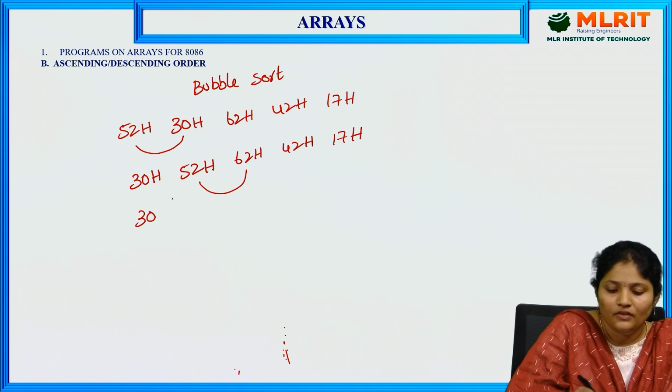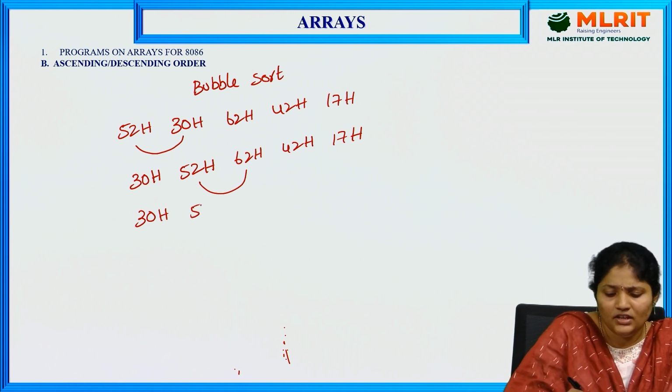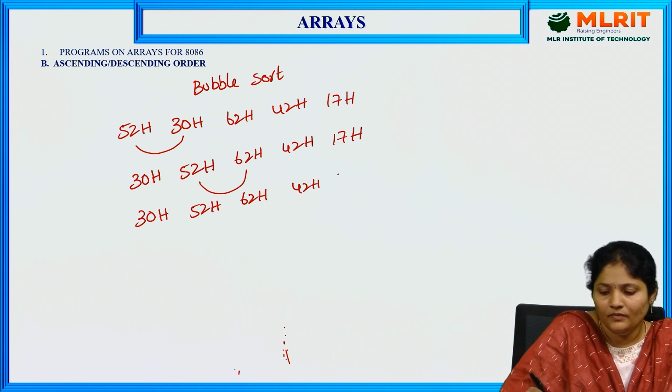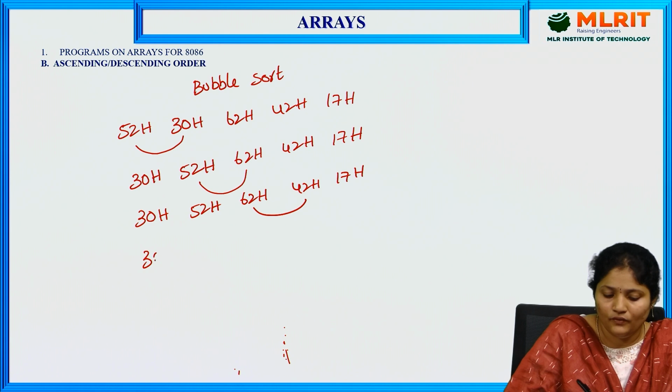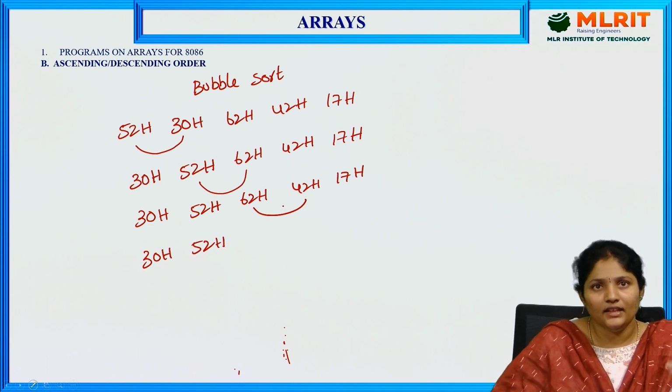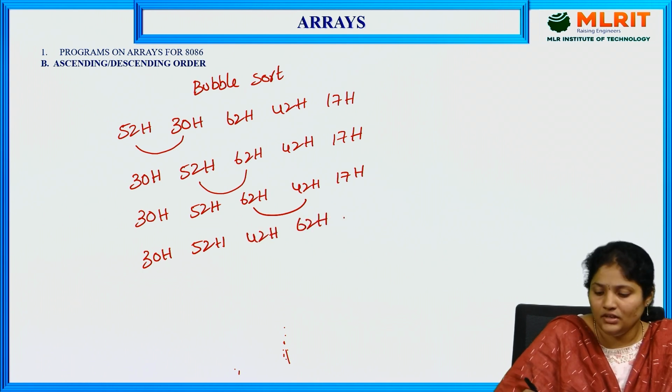So 52H is smaller when compared to the 62. So no need to exchange any numbers. This loop will be like this only. Now the third number will be compared with the fourth number. So yes, here 62 is greater than 42. So we need to exchange it. So 42H will come to its place and 62H here, 17.